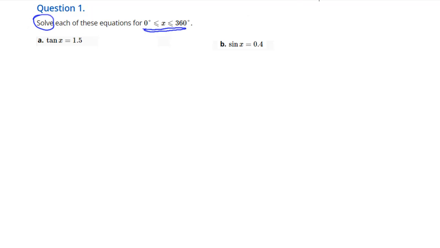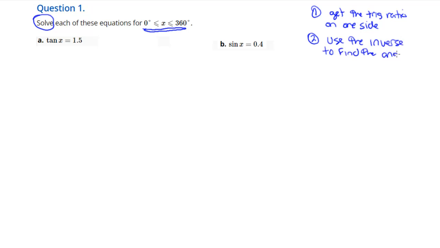All right, so in this problem, we've got to solve these equations. We're going to go from 0 to 360 degrees. So the basic process is we want to get the trig ratio on one side. We're going to use the inverse of the trig ratio to find one of the angles. But then we've got to make sure that we find any other angles that will still fit within the range and still give us this same value.